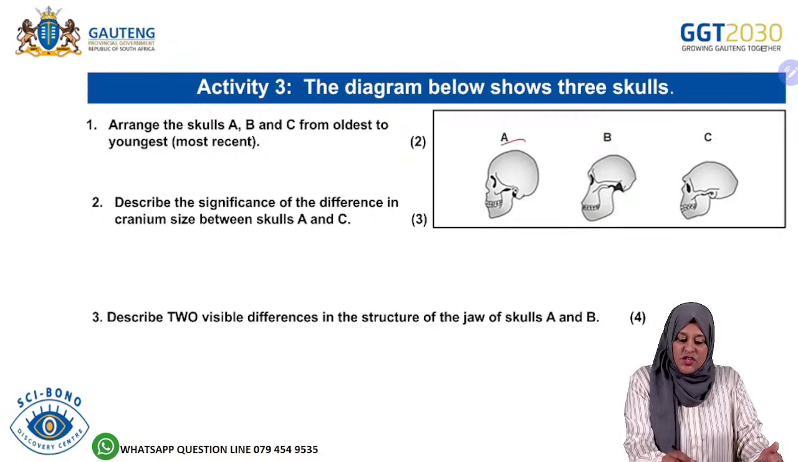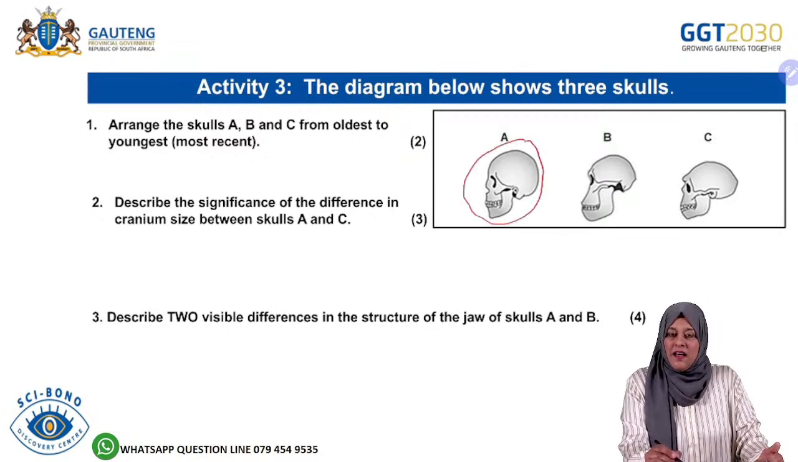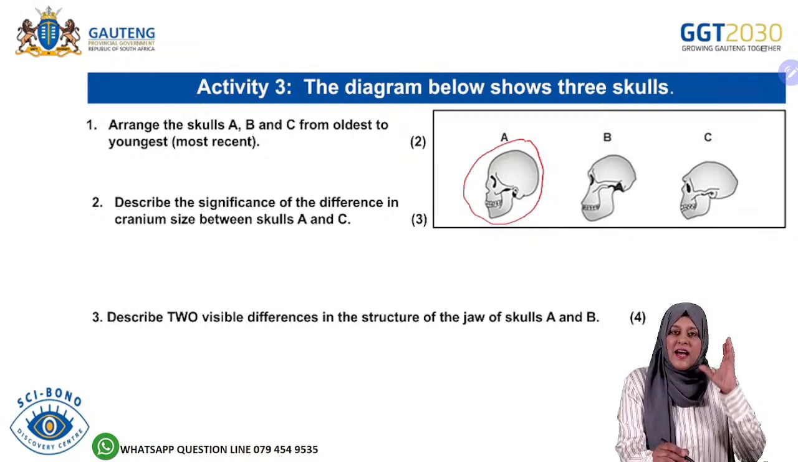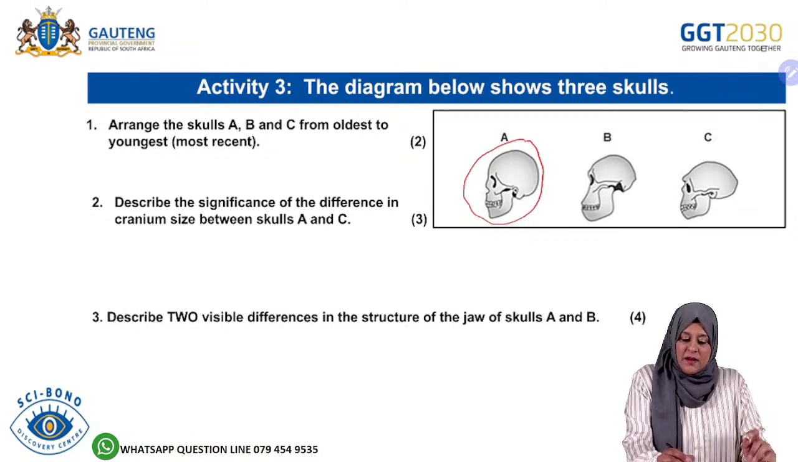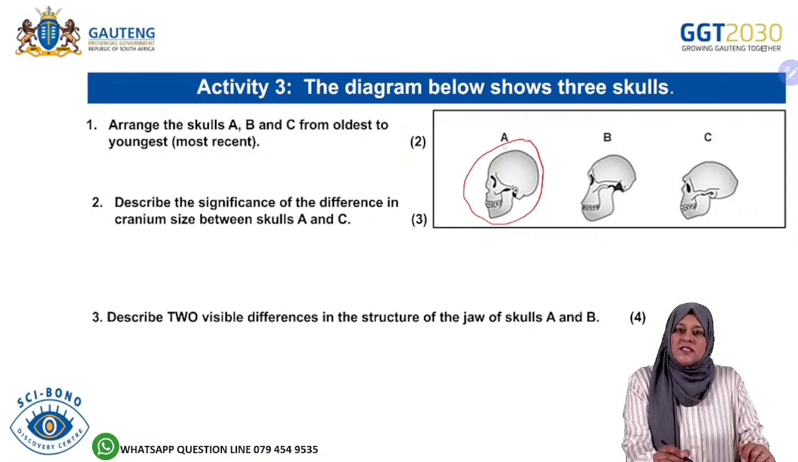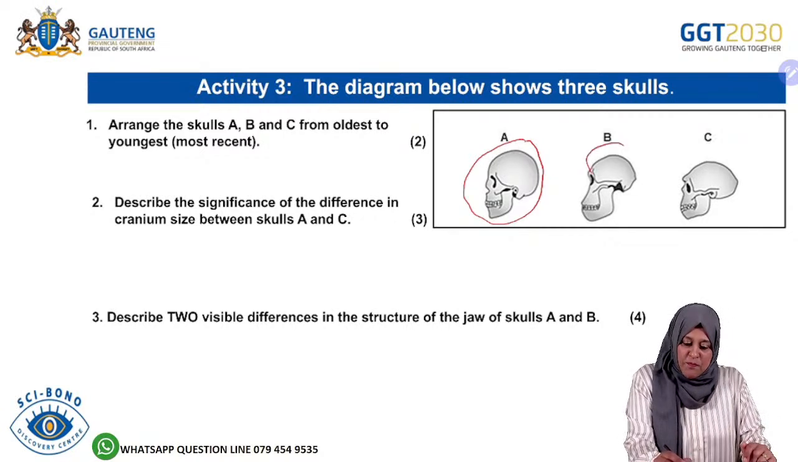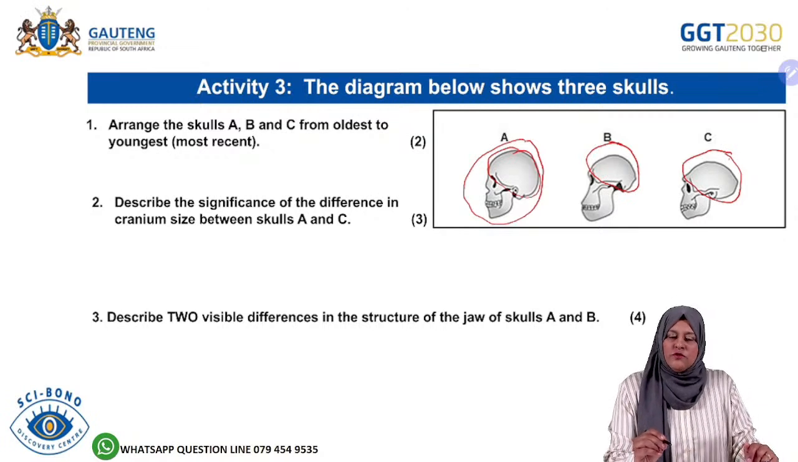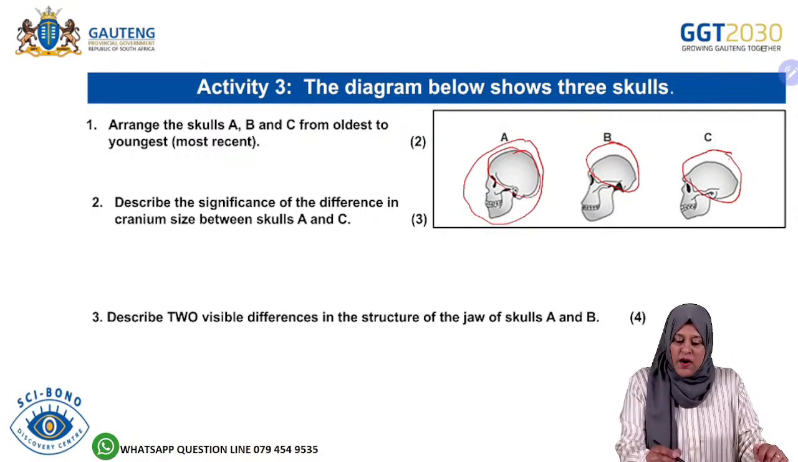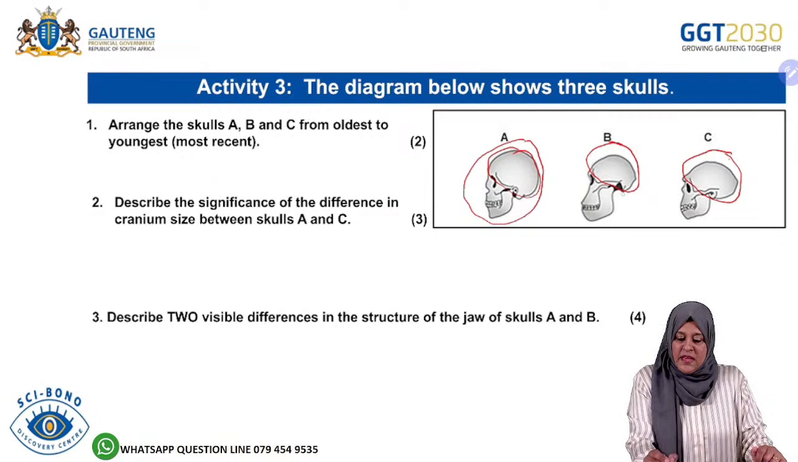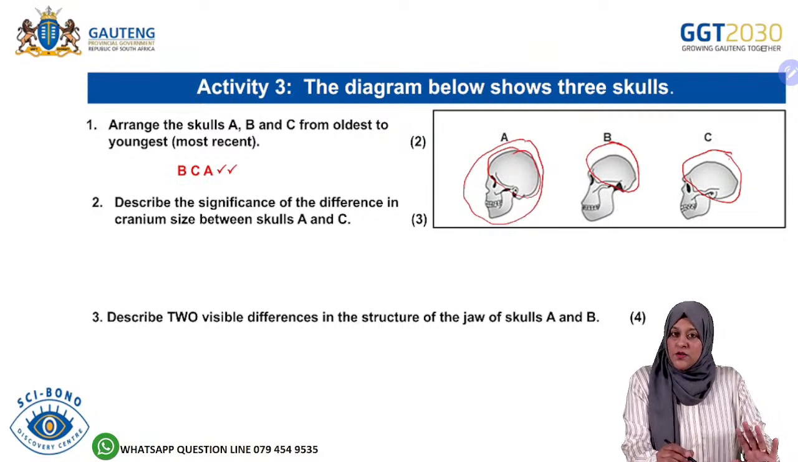Now, this entire structure here is the skull. The jaw, dentition, nose, eye sockets, that's the entire skull. The cranium is the part that houses the brain. So just this top part here is the cranium. So if you look at that, that will give you a clue how to arrange them. So the smallest cranium there will be B, and then we look at C, and then we go to A. So there's 2 marks for that, B, C, A. So it's 2 marks or nothing.